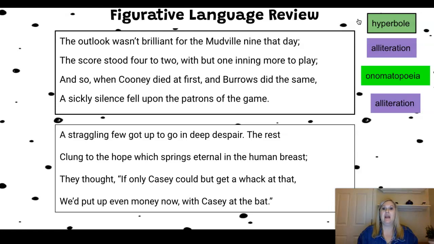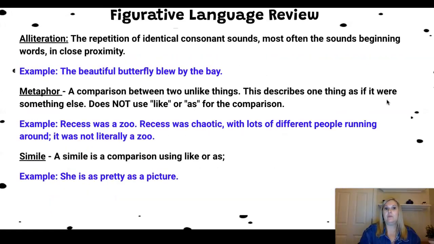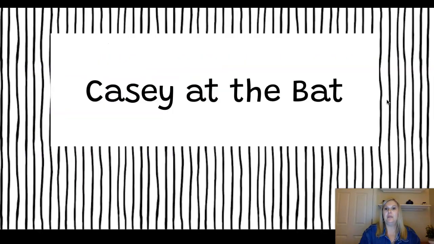So I want you to find an example of personification, an example of hyperbole, an example of alliteration, an example of onomatopoeia, and another example of alliteration. So over here to the right, I want you to label these. They are going to be somewhere in these two stanzas. So if you need to go back and look at what these are, you will go back in on our slides to find what those mean, okay?